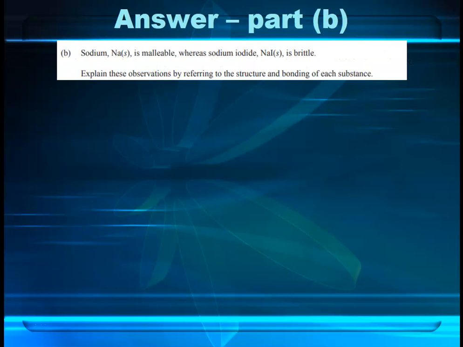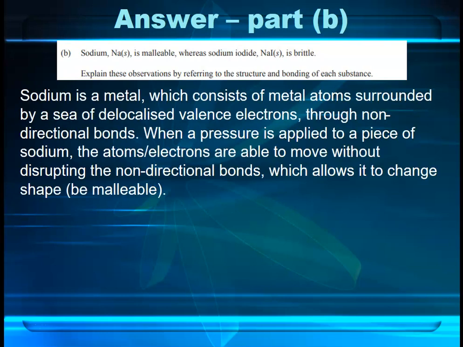So here we go. Sodium is malleable, whereas sodium iodide is brittle. Explain these observations by referring to the bonding and structure of each substance. So all you're going to do is talk about sodium and why it's malleable, and sodium iodide and why it's brittle. That's all this question is asking. So sodium is a metal. We already decided that. And now we're going to describe metallic bonding. So it consists of metal atoms surrounded by a sea of delocalized valence electrons with non-directional bonds, or something like that. So that's stating the type of solid, explaining the bonding.